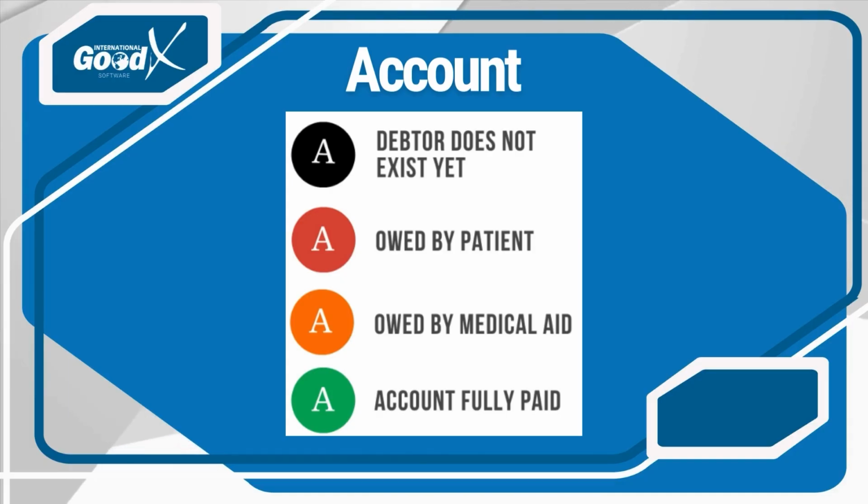The A icon stands for account. Black means the patient has not been added as a debtor yet. This might happen with walk-in patients who haven't been registered properly. Red means the patient owes money. For example, they missed a co-payment after a previous visit. Orange means the medical aid owes money. The claim was accepted, but the payment hasn't been received. Green means the account is fully paid. No outstanding balances remain.